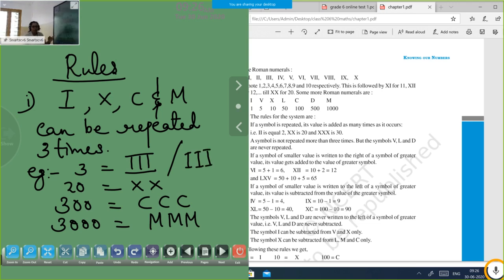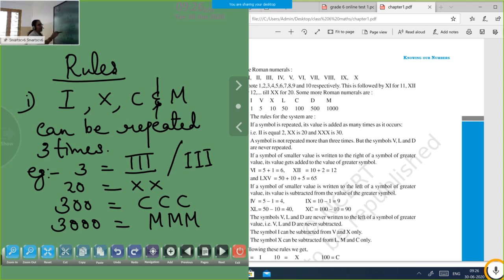Or we can write like this also, we can write I separately. Then 20 means what? 20 means XX. 30 means XXX. But 40 means we cannot write X 4 times. Only maximum 3 times a number can be repeated. Only 3 times. Remember that, always keep it in the mind. Only 3 times this number I, X, C and M can repeat.